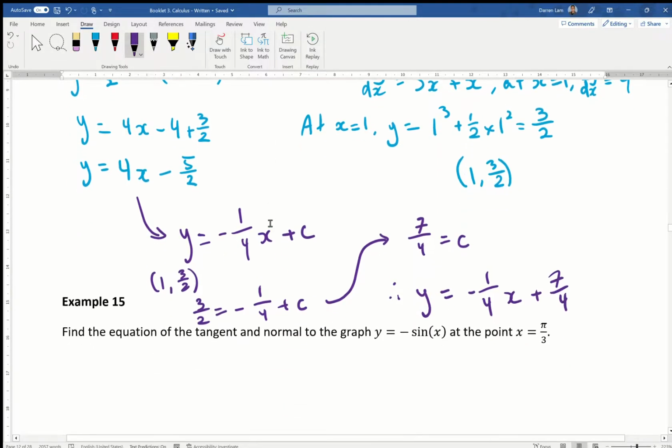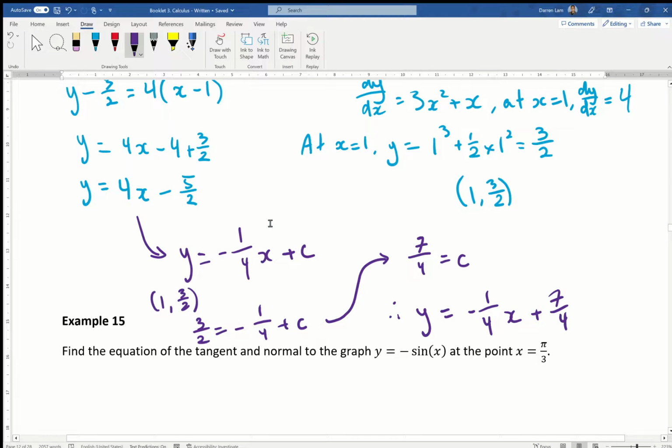Find the equation of the tangent and normal to the graph y equals negative sine x at the point x equals pi over 3. Just double checking that we're all good in terms of using the calculator. Of course, you're going to go to graph and table. You're going to clear whatever function you have. You type in your function here.